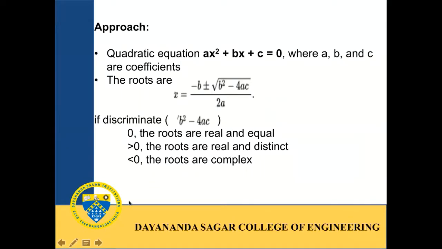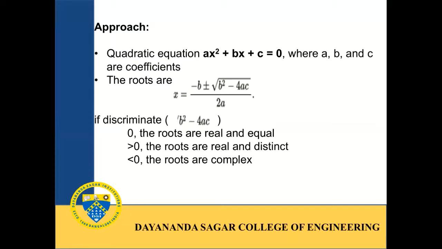The approach to solve this problem. So we know that the quadratic equation is of the form ax square plus bx plus c is equal to 0. In the equation, a, b, and c are the coefficients. And the roots of this quadratic equation is given by minus b plus square root of b square minus 4ac divided by 2a. That's one of the roots. The other root will be minus b minus square root of b square minus 4ac by 2a. So that is how the roots of quadratic equations are calculated.